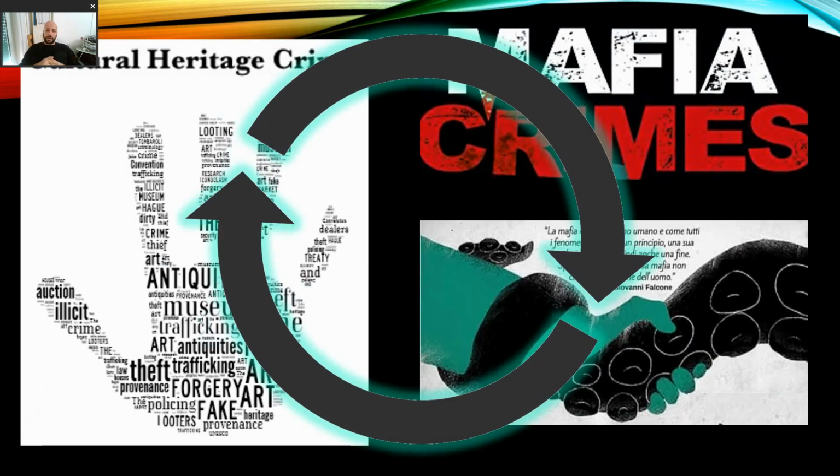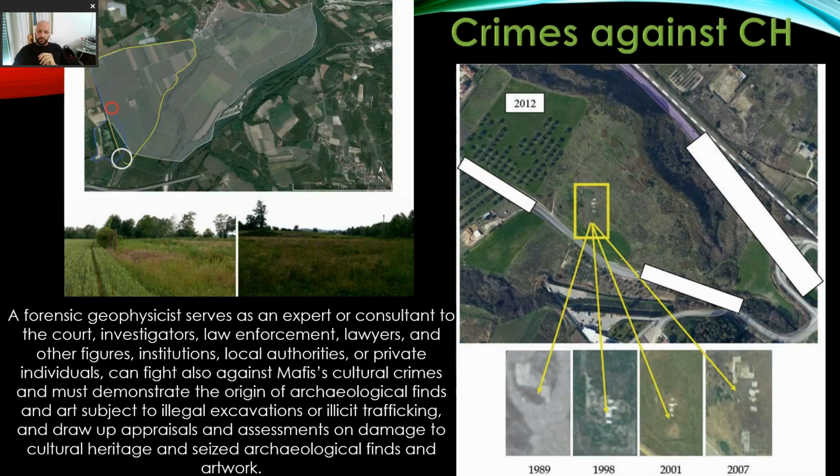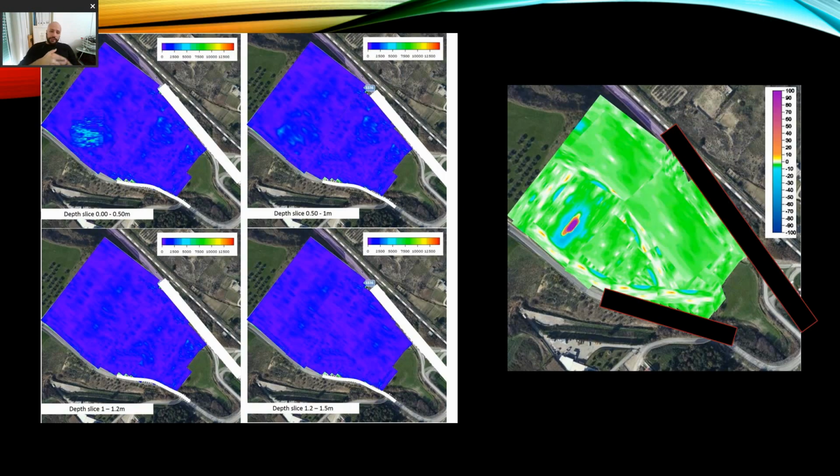But environmental crimes are not the only crimes related to the mafia. Also, cultural heritage crimes in Italy are related to mafia crimes. And GPR can help also to understand crimes against cultural heritage or archaeology. For example, illegal archaeology, illegal excavation inside an area with a restriction. As you know, in Italy we have archaeological restrictions close to the area, including the area in which you have important archaeological remains. The GPR on the left and the magnetometry on the right demonstrate the presence of this illegal archaeological excavation and its extension in depth.